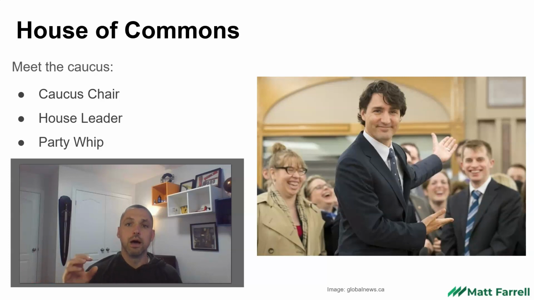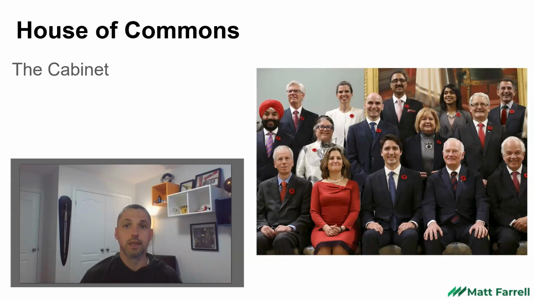Also, each party will have a party whip, and it's the whip's job to impose party discipline. In an adversarial system where there's a government and an opposition, it's important that all parties act together. That's called party discipline. The party whip's job is to count votes and make sure that everybody in the party votes together.